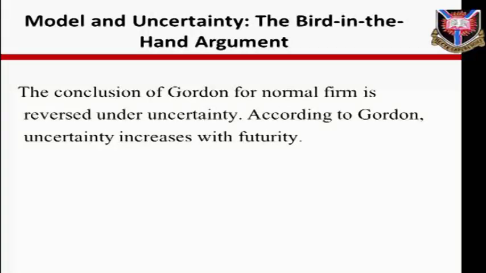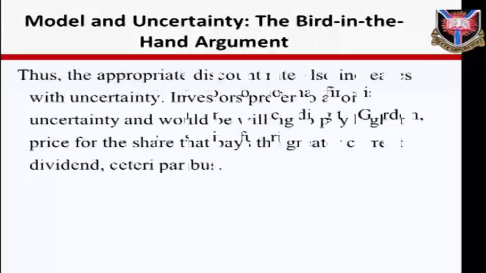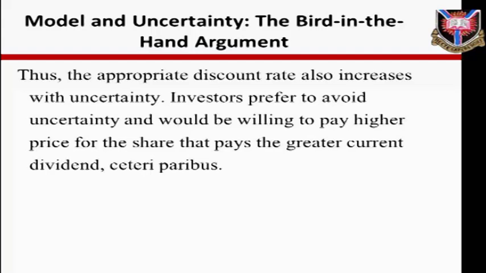Model and uncertainty: the bird in hand argument. The conclusion of Gordon for a normal firm is reversed under uncertainty. According to Gordon, uncertainty increases with futurity. That is, the further one looks into the future, the more uncertain dividends become. Thus, the discount rate also increases with uncertainty. Investors prefer to avoid uncertainty and will be willing to pay a higher price for the same share that pays the greater dividend currently, all other things held constant.